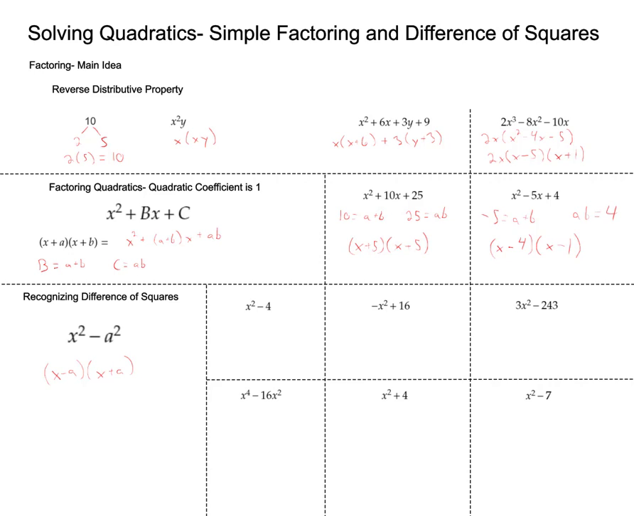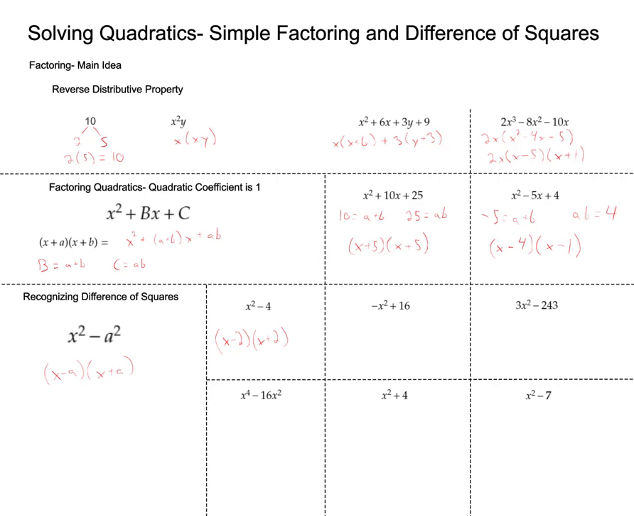We'll start out with x squared minus 4. So this is pretty basic. It looks like, well, we have an x squared, and then we have 4, which can be rewritten, of course, as 2 squared. So this should just be x minus 2 times x plus 2.